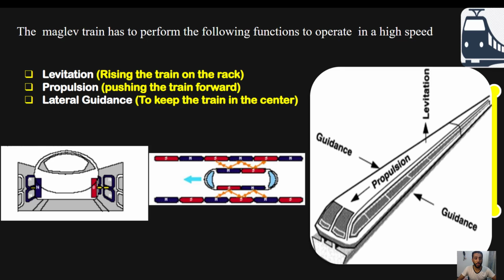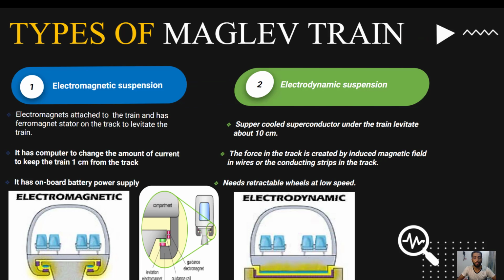The first one shows the lateral guidance where the train is at the center, and the second one shows the direction of the train. There are many types of maglev train, but in this video we are going to introduce two. The first one is electromagnetic suspension, where electromagnets attached to the train and a ferromagnetic stator on the track are used to levitate the train. A computer changes the amount of current to keep the train at a standard distance, which is 1 centimeter from the track. A battery is also used as a power supply.